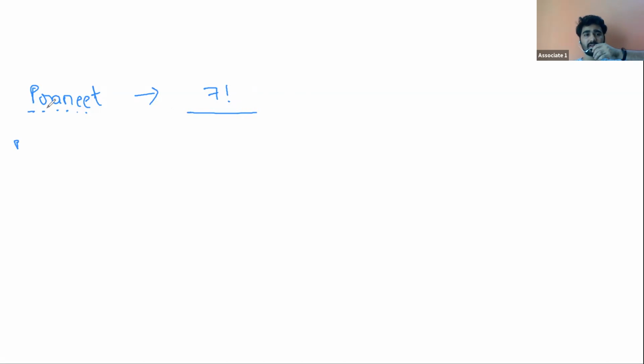Which is the letter which is getting repeated over here? E is the only letter which is getting repeated. And how many times is it getting repeated? Two times. So this will be 2. So 7 factorial divided by 2 factorial. 7 factorial is 5040, divided by 2 factorial, which is 2 itself. So your answer will be 2520.